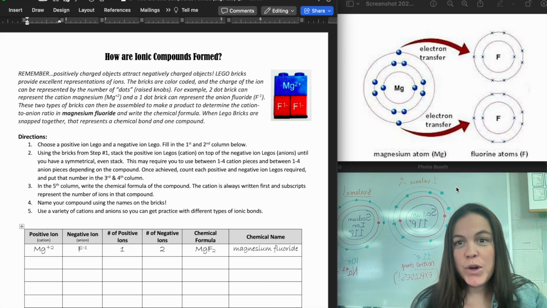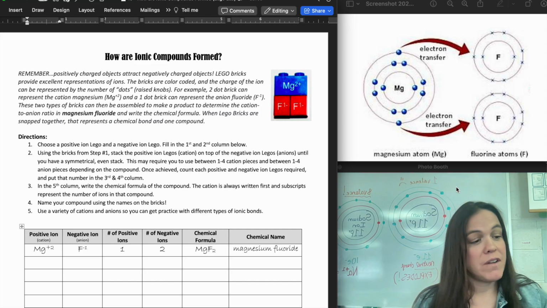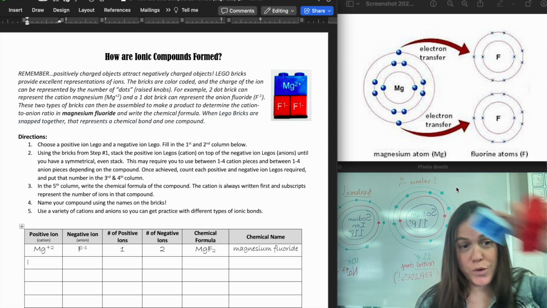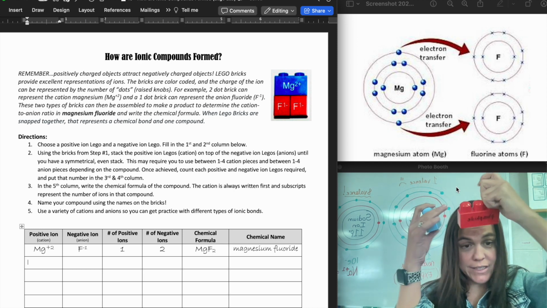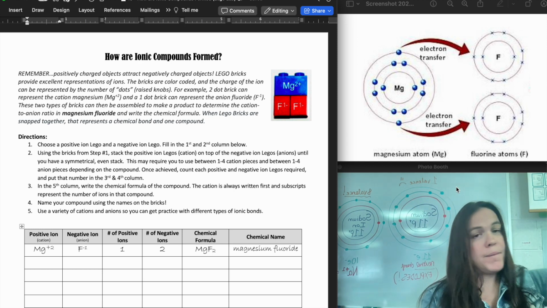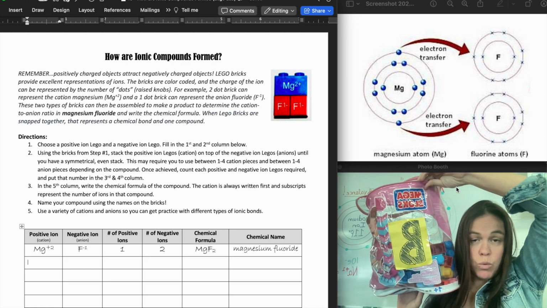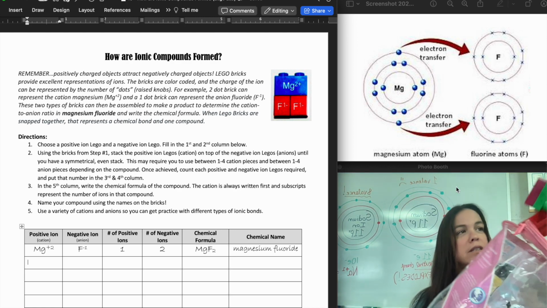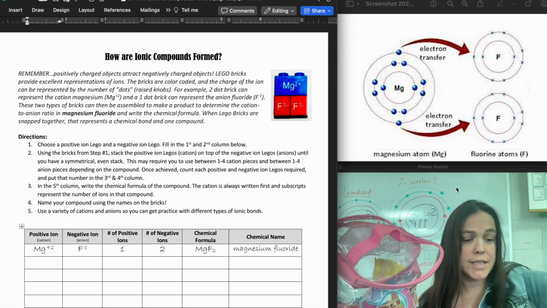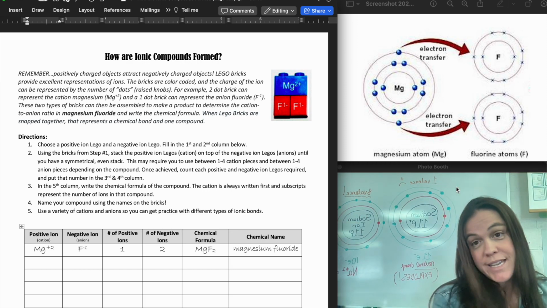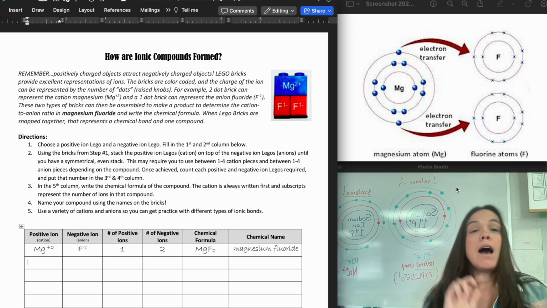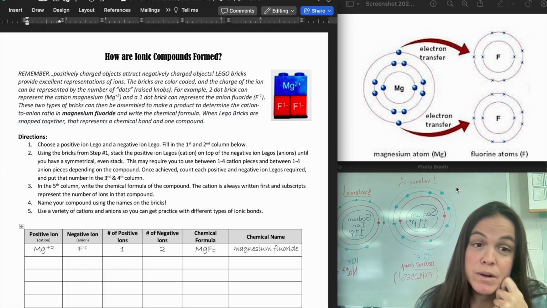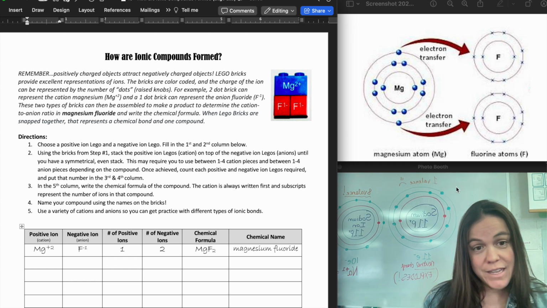Hi guys, today we're going to look at how ionic compounds are formed. And in order to do that, we're going to be using Mega Bloks or Legos. They come in big bags and I don't want you to mix up those Legos. There's lots of different kinds and colors, and that's going to become important to us as we're working through this. The first thing I'd like you to remember is that positively charged things are attracted to negatively charged things.